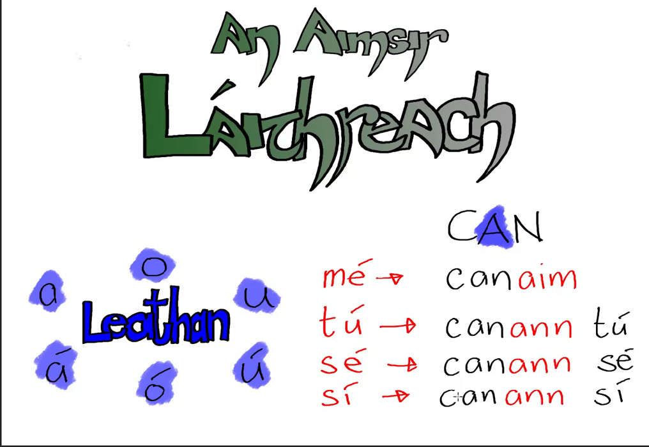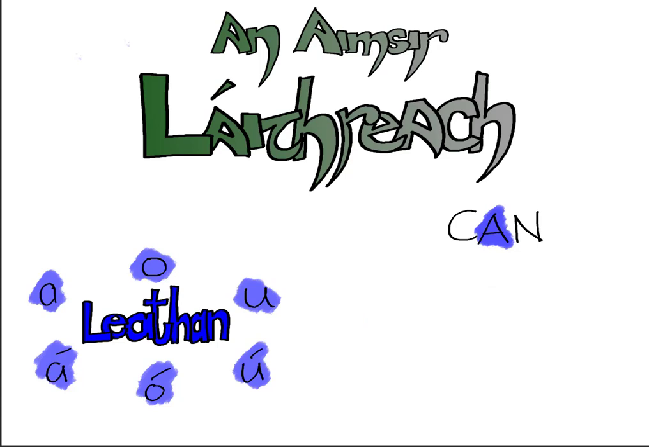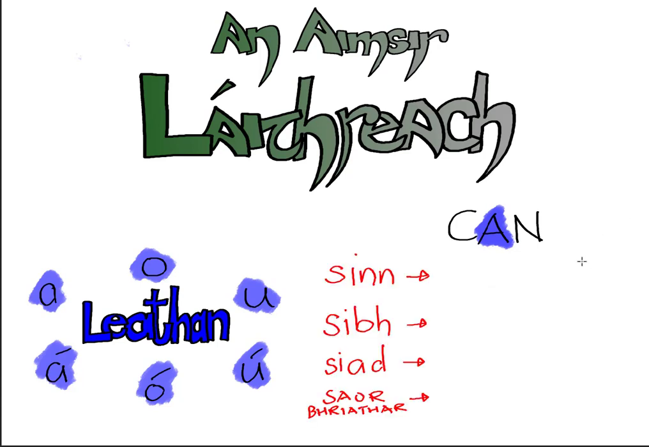For tú, sé and sí, broad with broad, leathan le leathan, you leave the root verb and then you put in A-N-N and the person at the end. Canann tú, canann sé, canann sí. You are singing, he is singing, she is singing. Okay, so we'll move on to the plural persons and the saorbhriathar, or the free verb.